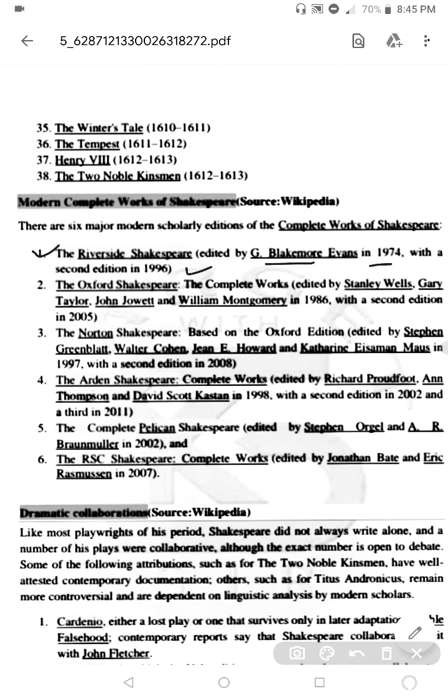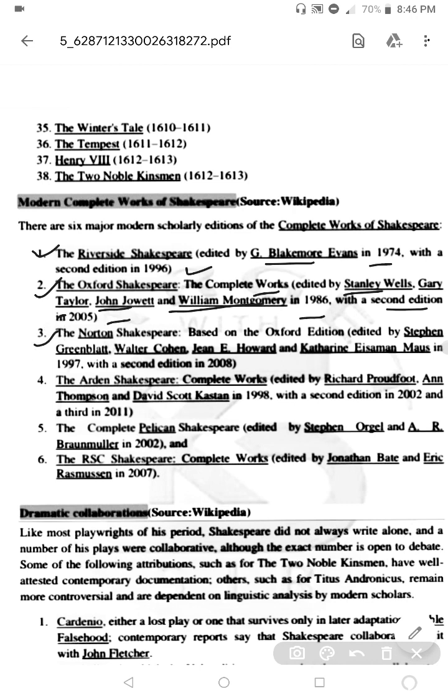The Riverside Shakespeare is a gathering of William Shakespeare's works, which was edited by Blackmore Evans, and its second edition was published in 1996. So in this edition we can see the works of William Shakespeare. The second edition is the Oxford Shakespeare, The Complete Works, which was edited by Stanley Wells, Gary Taylor, John Jowett, and William Montgomery in 1986, and it has a second edition in 2005.